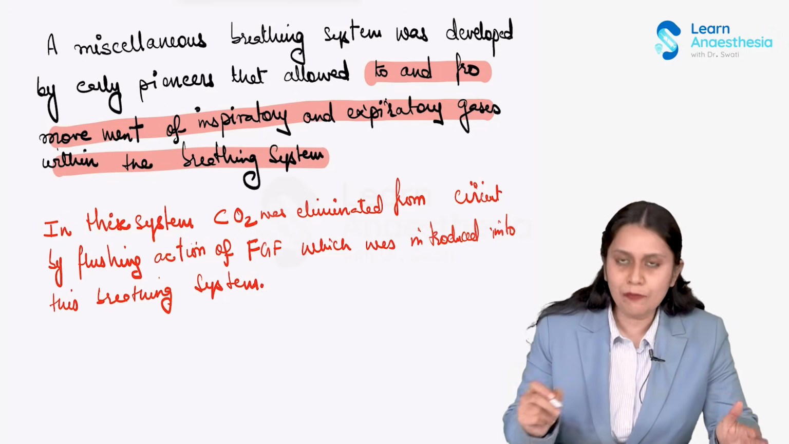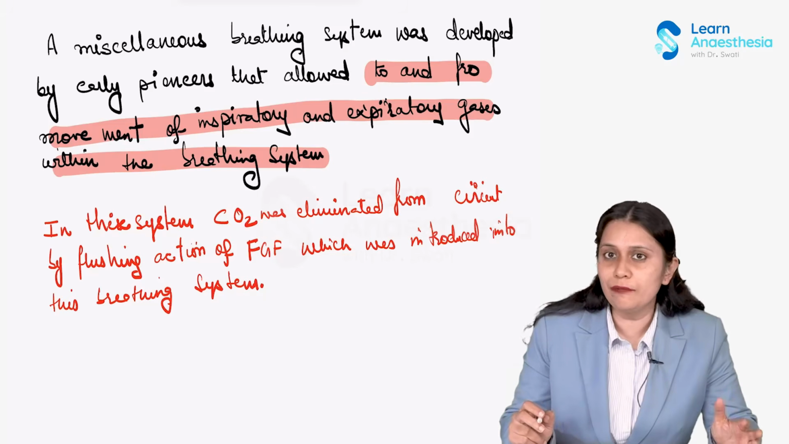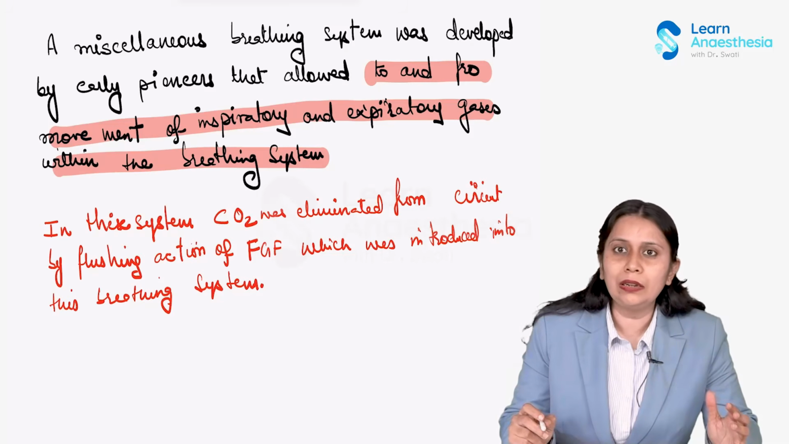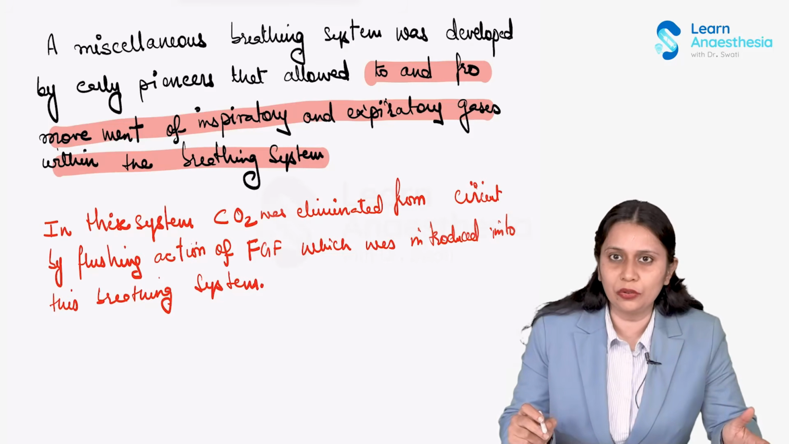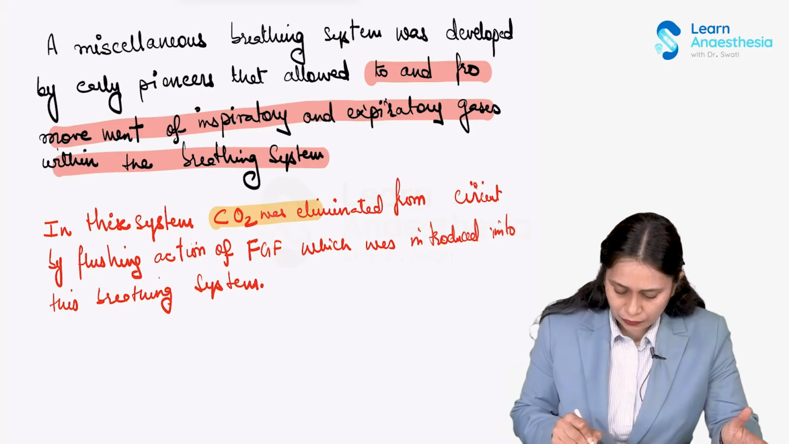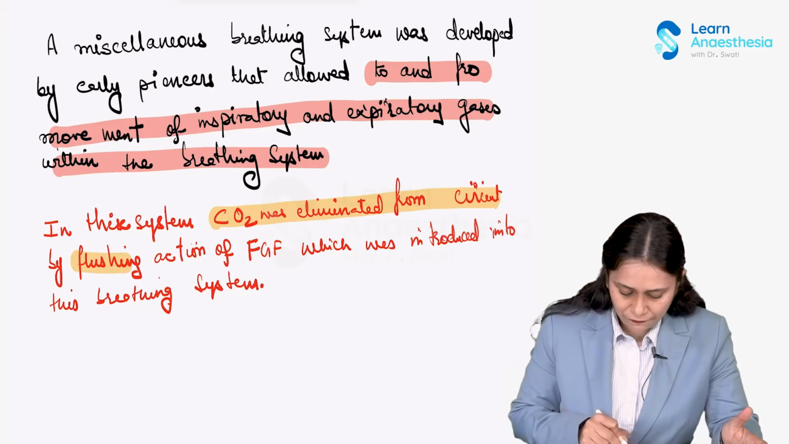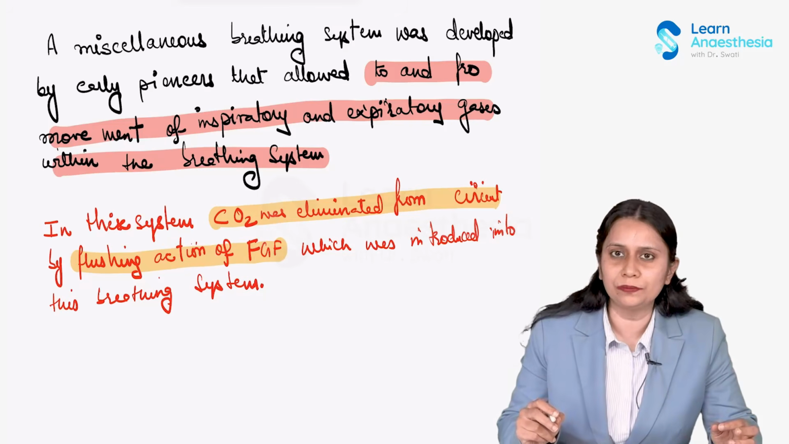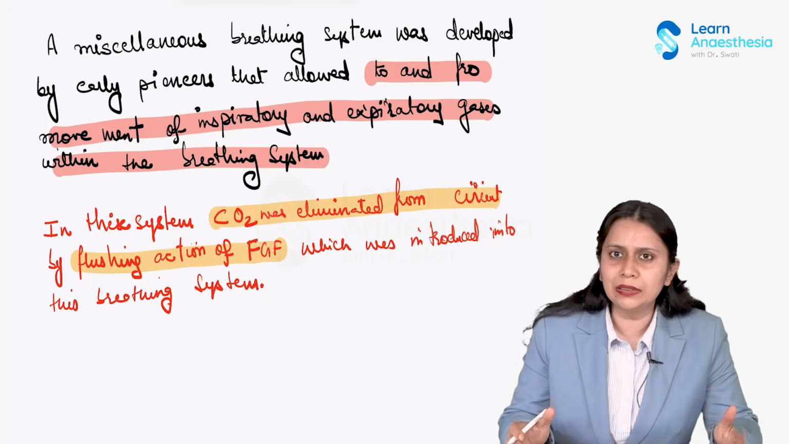And another very important feature of Mapleson system was that CO2 elimination was dependent upon the influx of the fresh gas flow. So, CO2 removal from the circuit was by the flushing action of fresh gas flow. If you see the circle system, the carbon dioxide removal is dependent upon CO2 absorber. But in Mapleson system, it was dependent upon the flushing action of fresh gas flow.